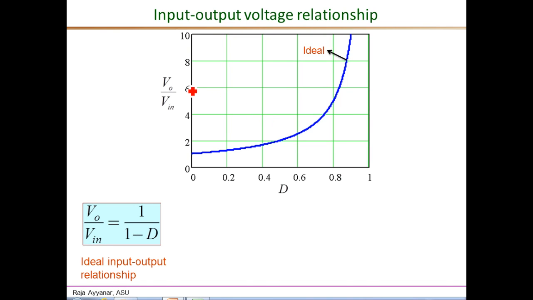This is the plot of the ratio of output voltage to input voltage, Vo over Vin, as a function of the duty ratio D. Essentially, this is the plot of 1 over 1 minus D, as indicated here. So this is the ideal waveform, and for example, when D equals 0, then Vo equals Vin, or Vo over Vin equals 1, and as D increases, this ratio keeps increasing. And theoretically, under the assumption of all ideal components, when D equals 1, we should get infinite output voltage.